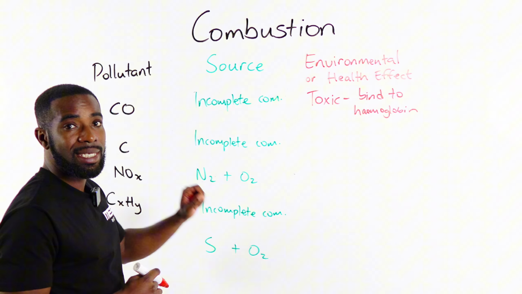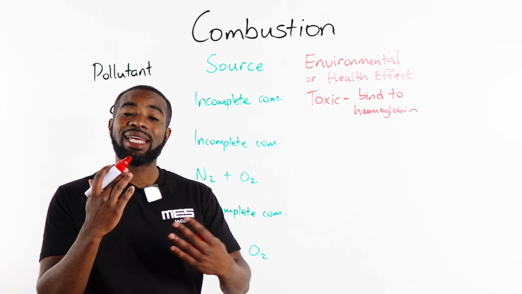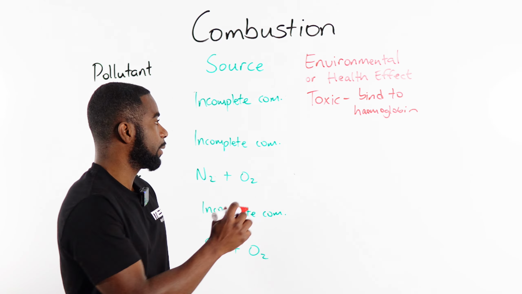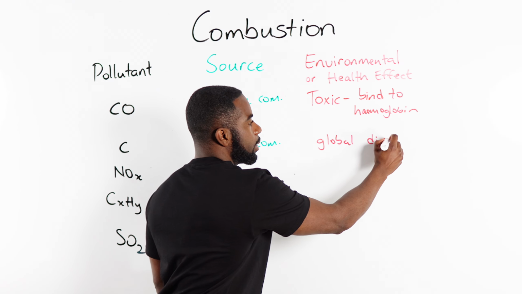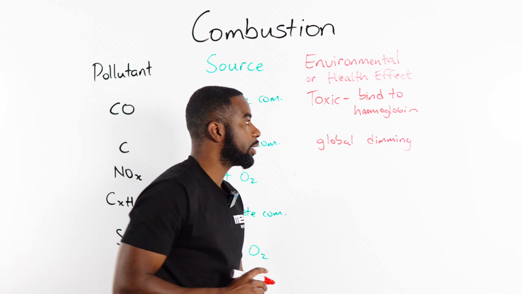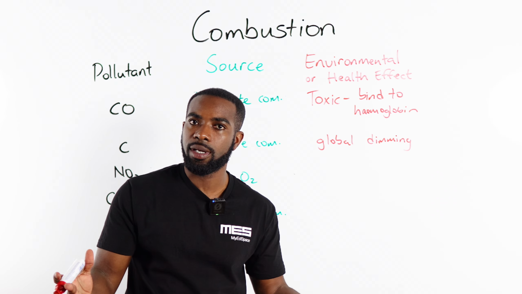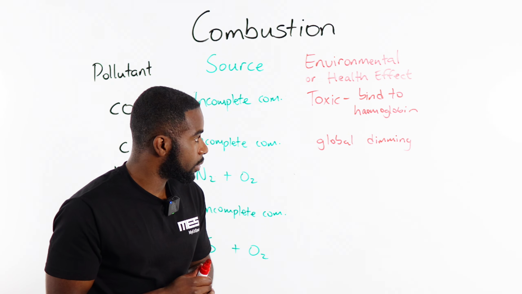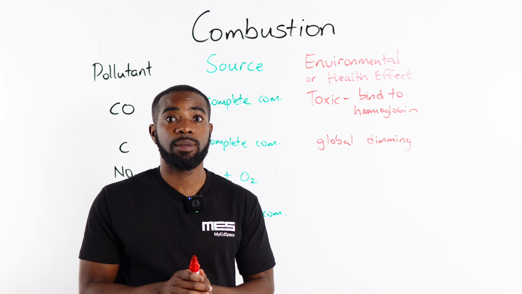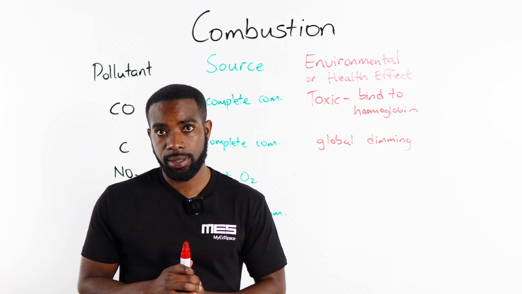Next one, we're looking at the carbon, which is soot. For soot, you need to realize that soot can cause what we call global dimming. So let's write that down. And global dimming is not ideal because it screens the sun's rays from actually reaching the surface of the earth. And we know that we use the sun for lots of different processes. The plants need them for photosynthesis, for example. So it's not ideal if we're not getting as much of the sun's energy reaching the surface.